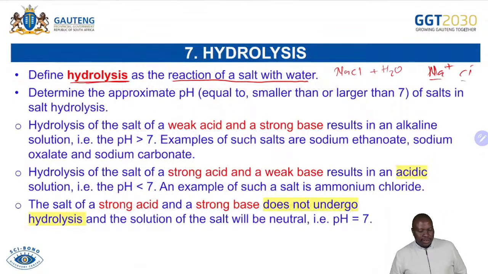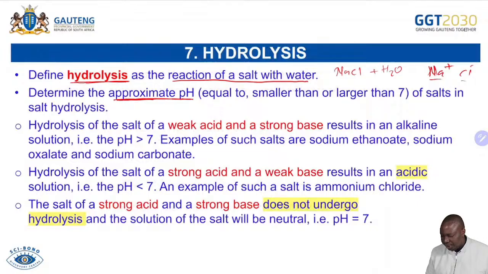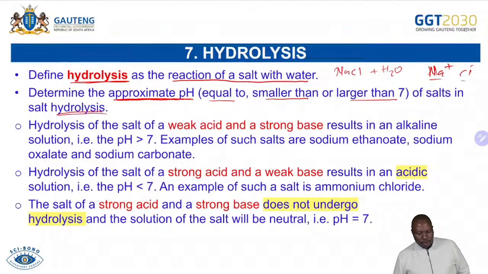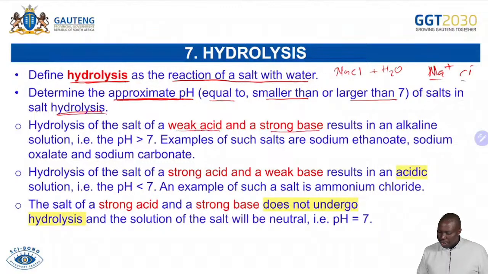So we are expected at the end of this to be able to determine the approximate pH, whether the pH will be equal to, smaller than, or larger than 7 of salts in salt hydrolysis. So we'll always be looking at that. We'll be looking at the hydrolysis of a salt of a weak acid and a strong base. You can see the strong always wins.